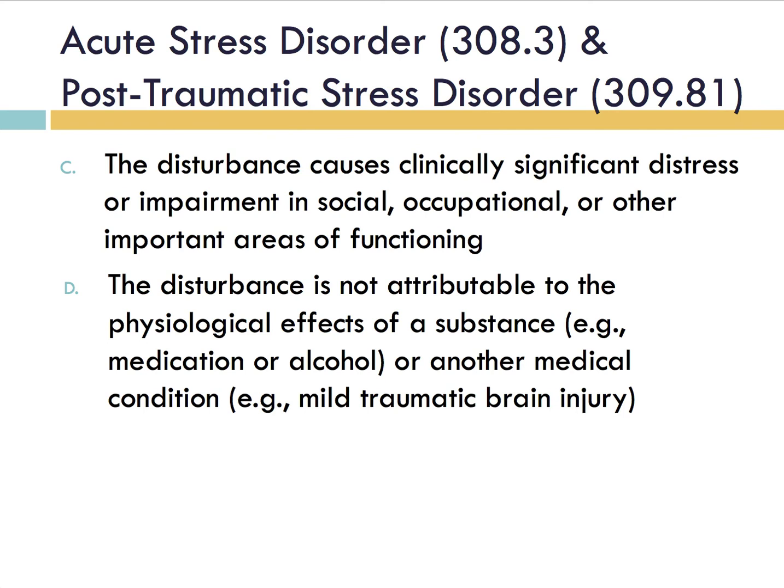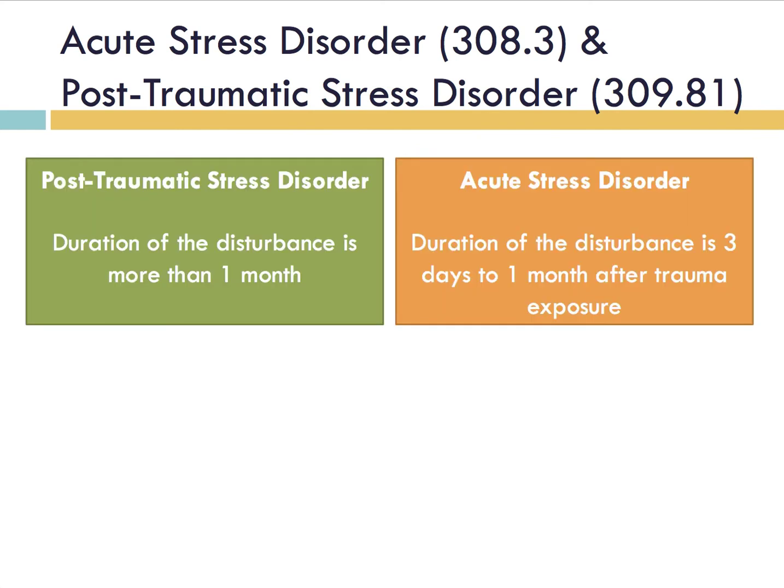So up to this point, you might be thinking, wow, PTSD and acute stress disorder sound really similar. What differentiates them? And I'm glad you asked that, because as I mentioned at the beginning of the lecture, the thing that differentiates PTSD from acute stress disorder is primarily time. So whereas for PTSD, the symptoms have to last more than 1 month, for acute stress disorder, the symptoms have to last for less than 1 month, specifically from 3 days to 1 month after the trauma exposure.